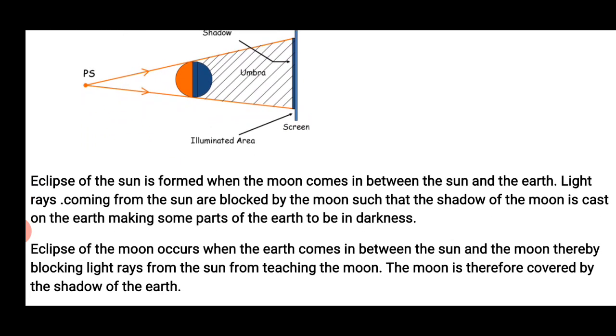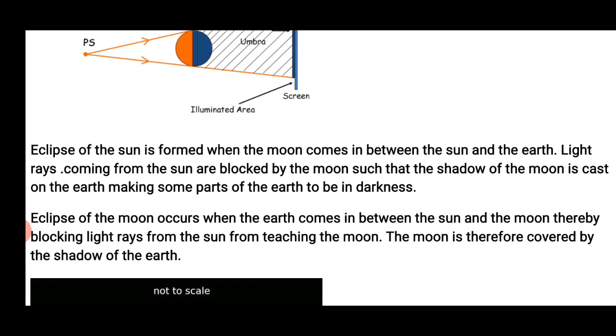Eclipse. We have eclipse of the sun and we have eclipse of the moon. Eclipse of the sun is formed when the moon comes in between the sun and the earth. You know that the earth moves around the sun. That is what we call revolution. During the course of revolution, the moon also moves around the earth. So as the earth is moving around the sun, the moon is also moving around the earth.